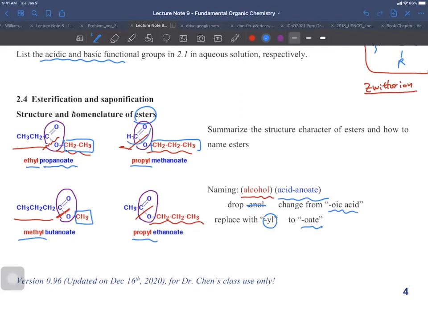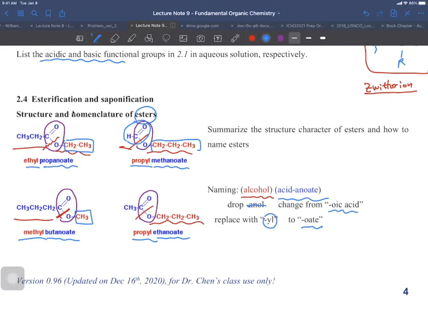And here it's methanoic acid. So it turned into methanoate. Here is butanoic acid turned into butanoate. Here is the same. Ethanoic acid turned into ethanoate.